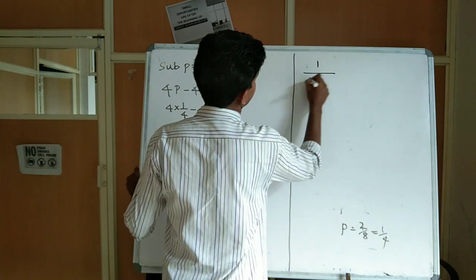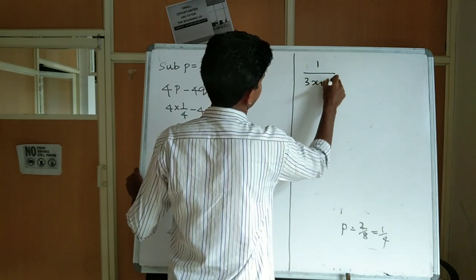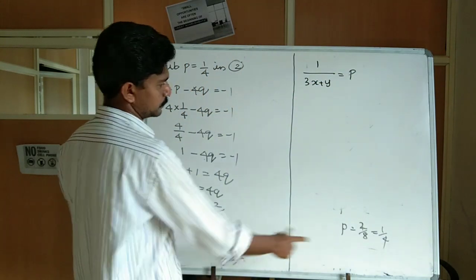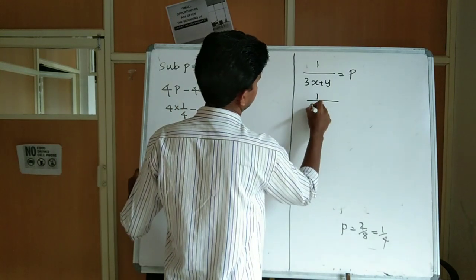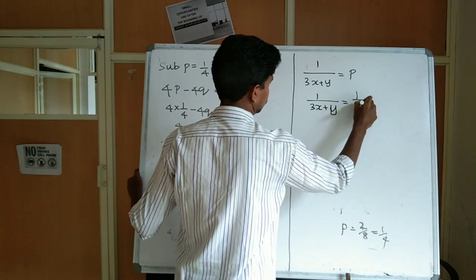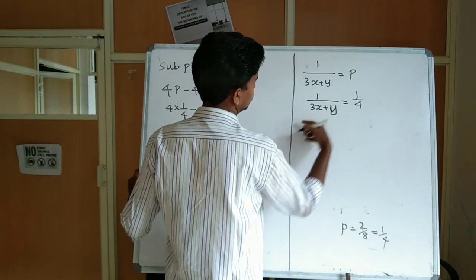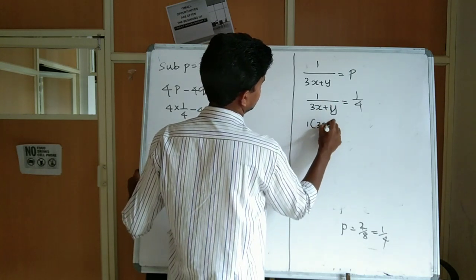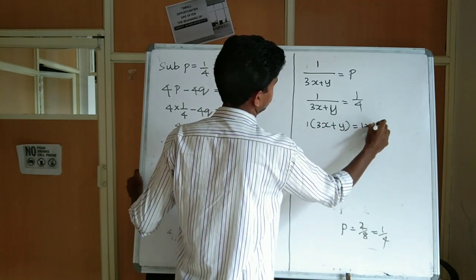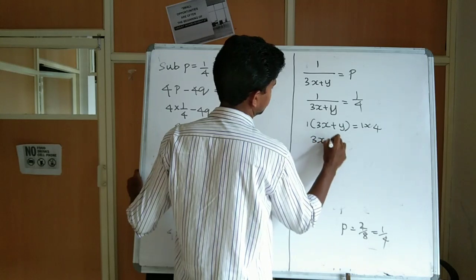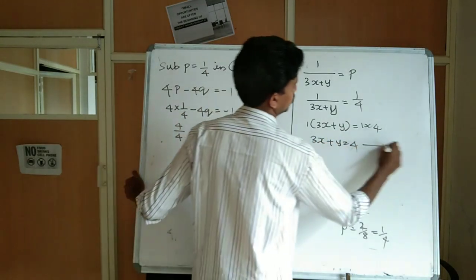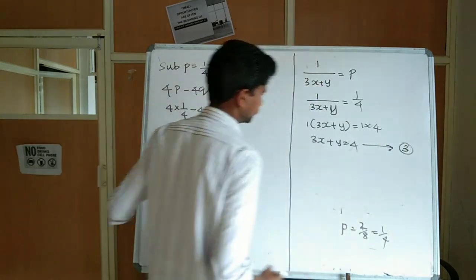So 1 by 3x plus y is equal to p, that is what we had earlier. So we can substitute p value: 1 by 3x plus y is equal to 1 by 4. Now let us do cross multiplication. Then 1 into 3x plus y is equal to 1 into 4. So 3x plus y is equal to 4. We get an equation. This is equation, we can keep it as 3.